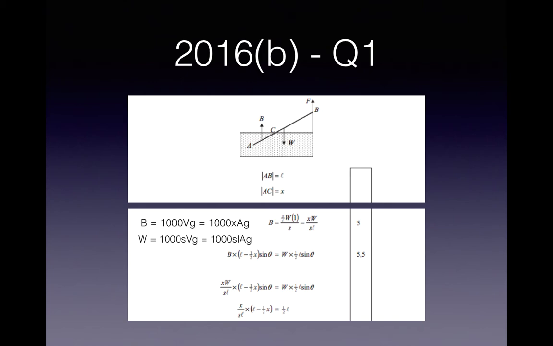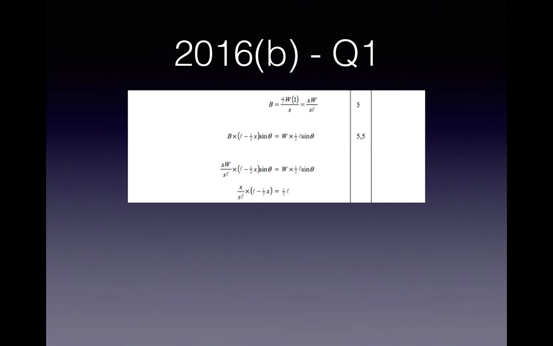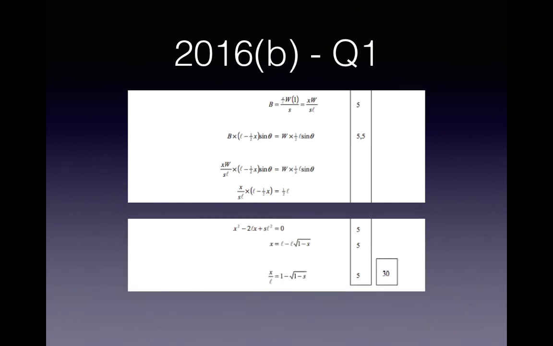So if I put the b value and the w value into that second line, which is b multiplied by, in brackets, L minus a half x by sine theta, is equal to w by a half L sine theta, I would get the line in the last piece of that box there. X all over SL, all multiplied by L minus a half x equals a half L. Now, that's a quadratic. So that's the bottom box again, and it will give us the quadratic there: X squared minus 2LX plus SL squared equals 0.